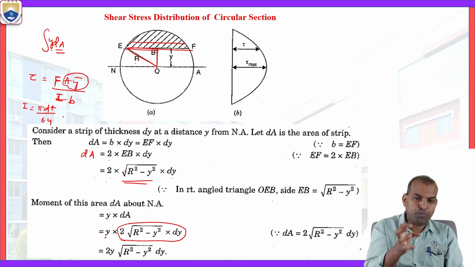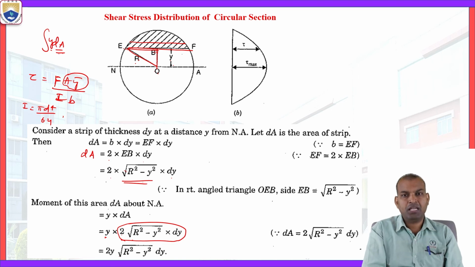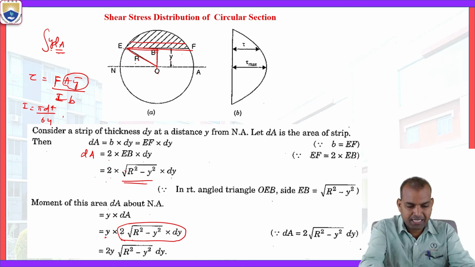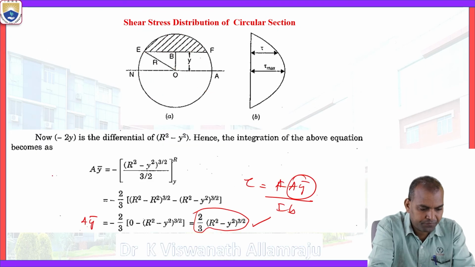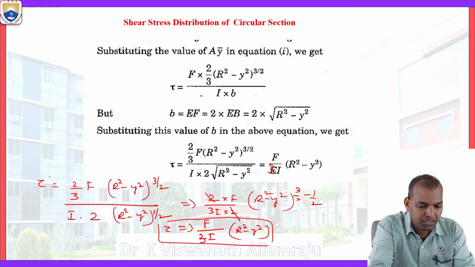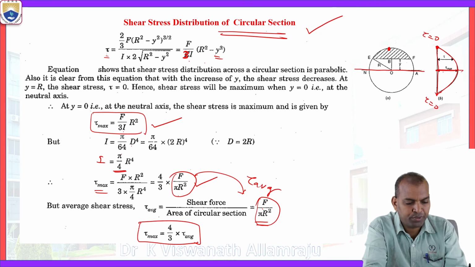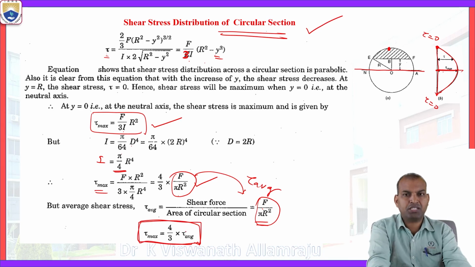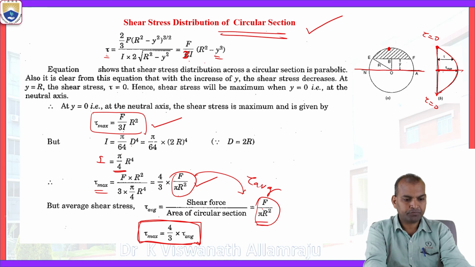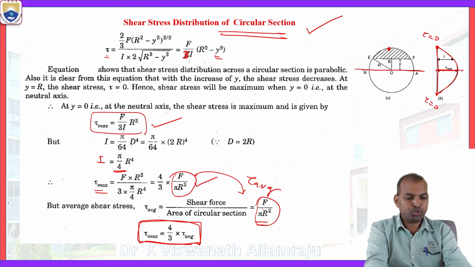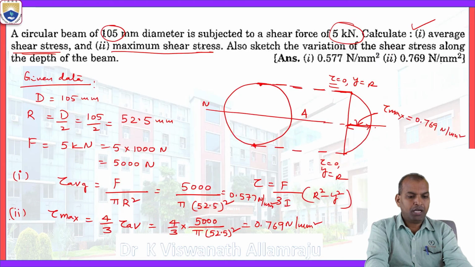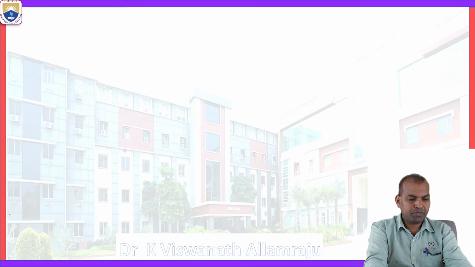In that A Y bar component, you have to substitute that of a circular section. And one more thing: I, the moment of inertia of the whole circular section, is pi d power 4 by 64. After substituting all these things, we can get how the shear stress varies, that is, tau maximum equals 4/3 times tau average shear stress. Okay, so we have to solve in this manner, and we are going to solve a few more problems based on this model.